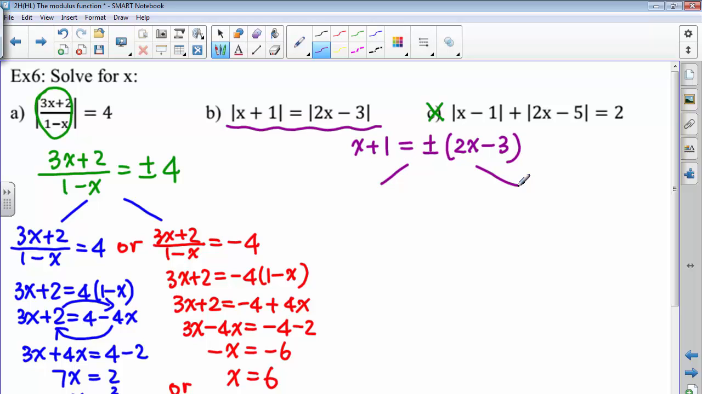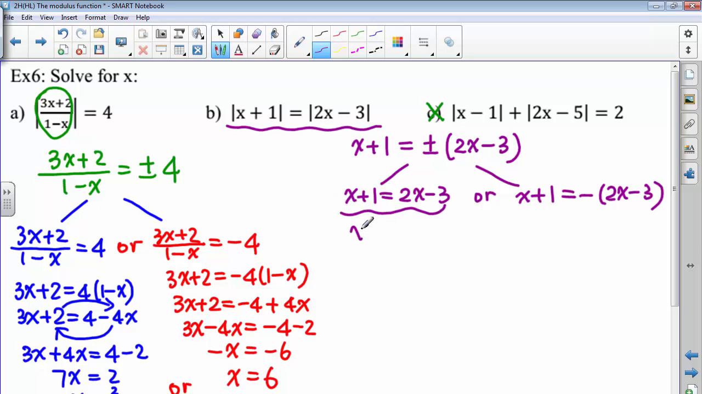You still have two equations. The first one is x plus 1 equals 2x minus 3. Or the other one is x plus 1 equals negative brackets 2x minus 3. Let's solve this linear equation. It's x minus 2x equals negative 3 minus 1. So it's negative x equals negative 4. Divide both sides by negative 1, x equals 4.